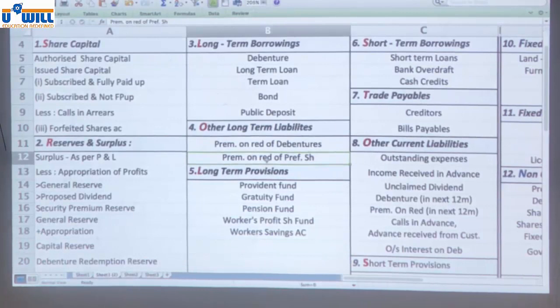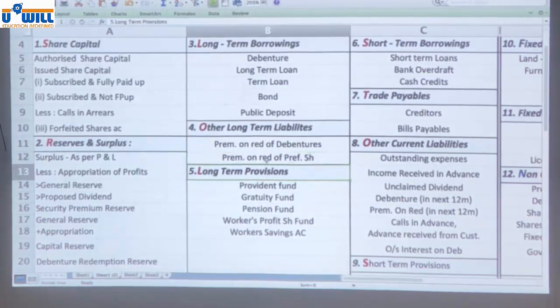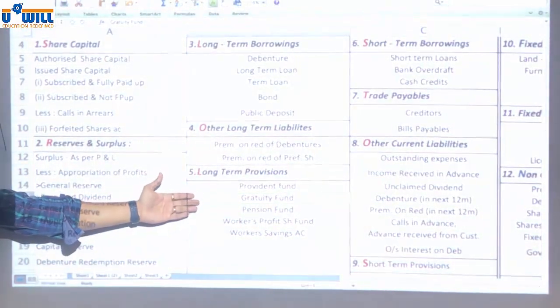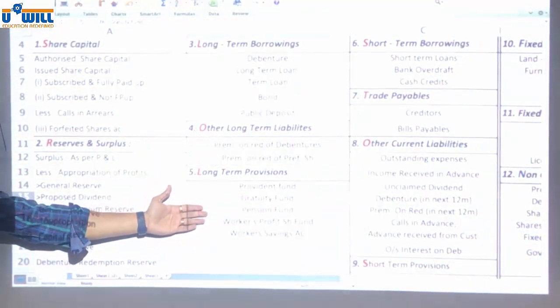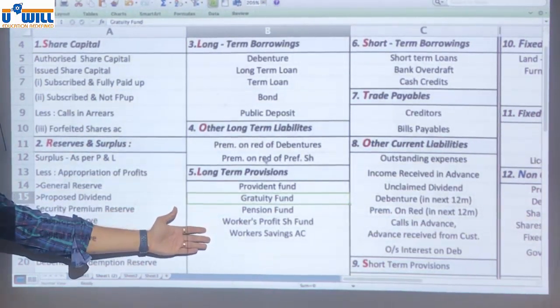Then premium on redemption of preference share. जैसे redemption of debentures है, वैसे redemption of preference share है. तो उसका premium है, तो उसको यहाँ पे record करेंगे. Then long-term provisions. Provisions को भी हम categorize करते हैं into short-term and long-term. तो जो बहुत ही ज्यादा समय के लिए बिजनेस में है, जैसे कि प्रोविडेंट फंड. प्रोविडेंट फंड in the business for a longer period of time. Gratuity fund, then pension fund, generally at the time of retirement.